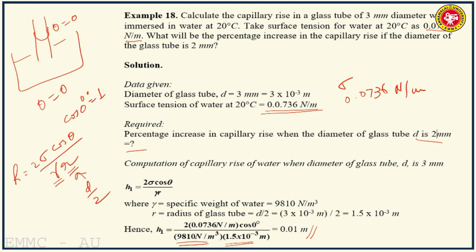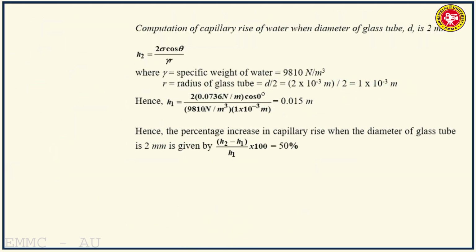Now, you are asked to find out the percentage increase in the capillary rise if the diameter of the glass tube is 2 millimeters. See, the capillary rise is inversely proportional to the radius. So, as the radius or the diameter of the glass tube decreases, the capillary rise will increase. From 3 millimeters, the diameter now becomes 2 millimeters. So, let us find out the capillary rise of water when the diameter of the glass tube is 2 millimeters. Let that be H2.